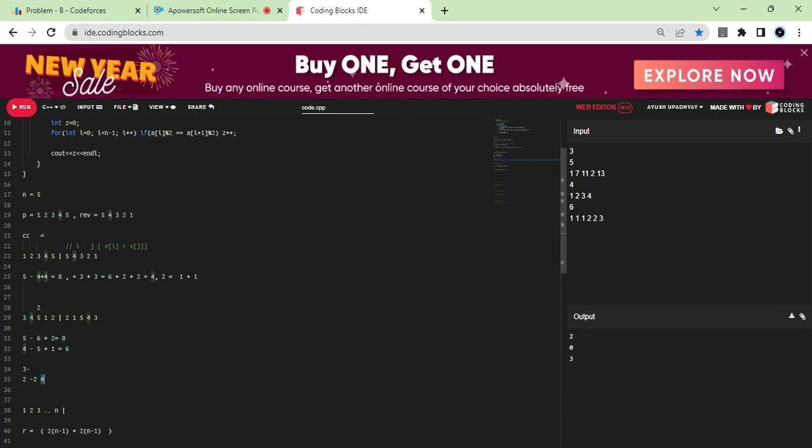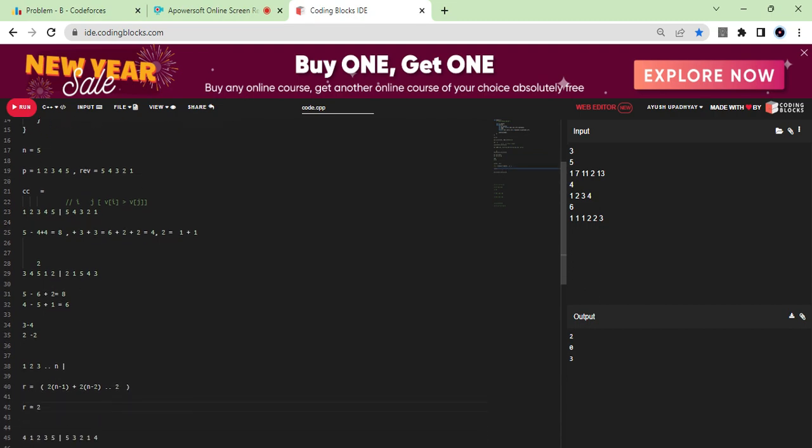So basically this is 2 into 1 2 3 4. For 5, it was 1 2 3 4, 2 into n minus 1 and minus 2, and so on till 2. So you can take 2 common out or something like that. So r will always be equal to 2 into something, whatever your number n, minus 1 plus n minus 2, something like that.